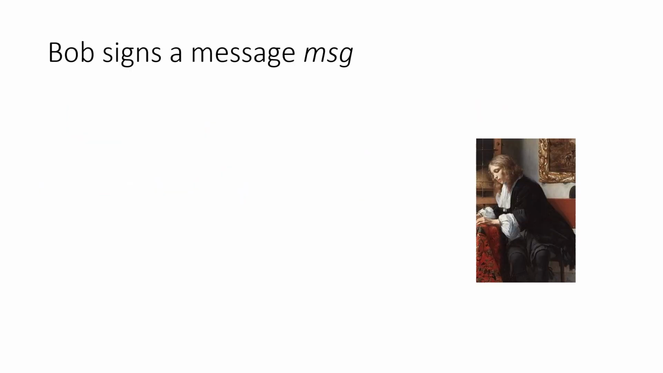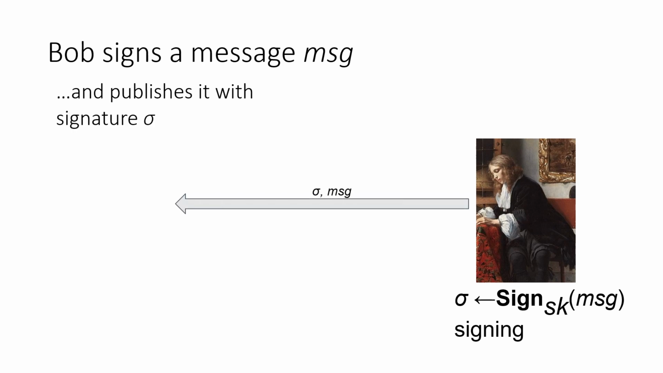Okay, great. So now that Bob has a secret key, he can go ahead and sign a message, which I call MSG. The algorithm looks like this. Sigma gets Sign with SK on MSG. So SK, remember, is Bob's secret key. MSG is the message he wants to sign. And it's going to create this signature called Sigma. Once Bob signs the message, he can send it out into the world along with Sigma.